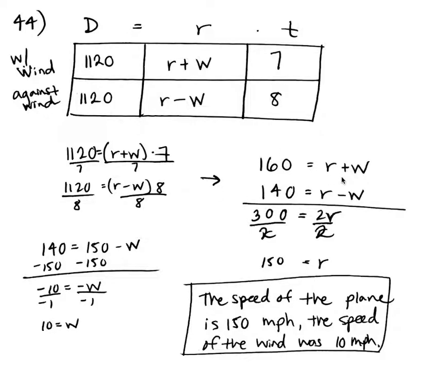When I add these two equations together using elimination, I get 300 is equal to 2r. When I divide by 2, I get that r is equal to 150. In order to figure out the value of the other variable, I plug in r equals 150 into the second equation and solve for w. When I do that, I can subtract 150 from both sides and then divide by -1 to get that w is equal to 10. Last but not least, the speed of the plane is 150 miles per hour in still air, and the speed of the wind was 10 miles per hour.